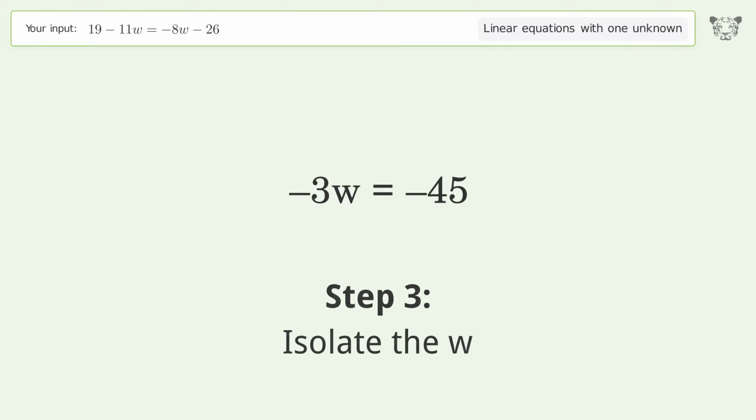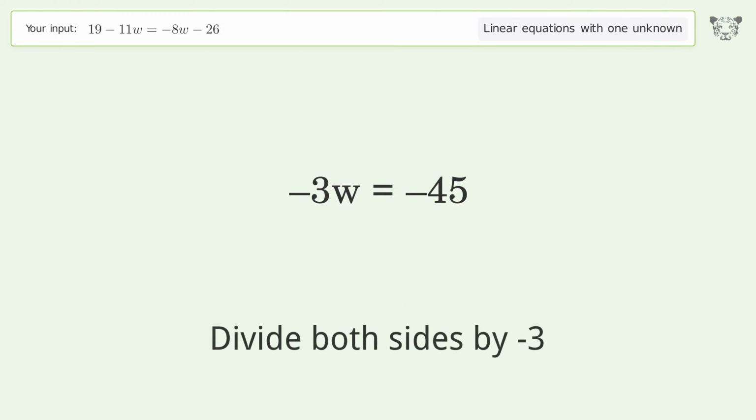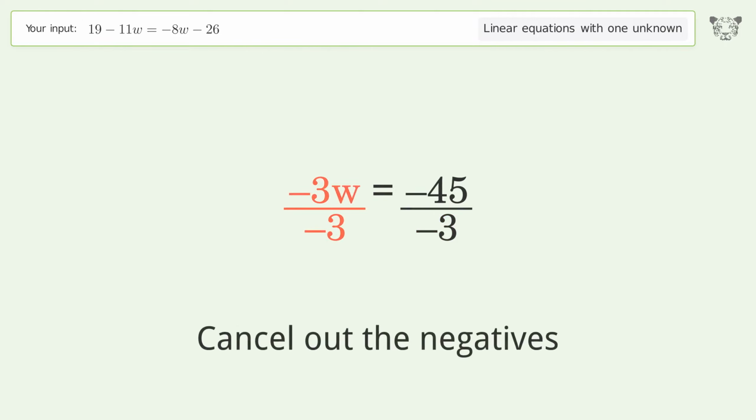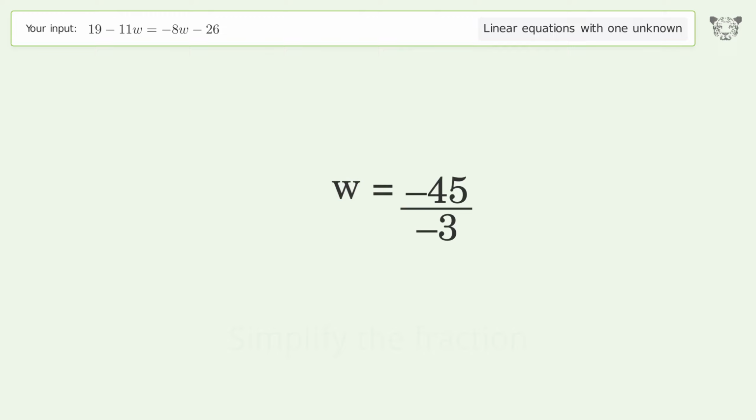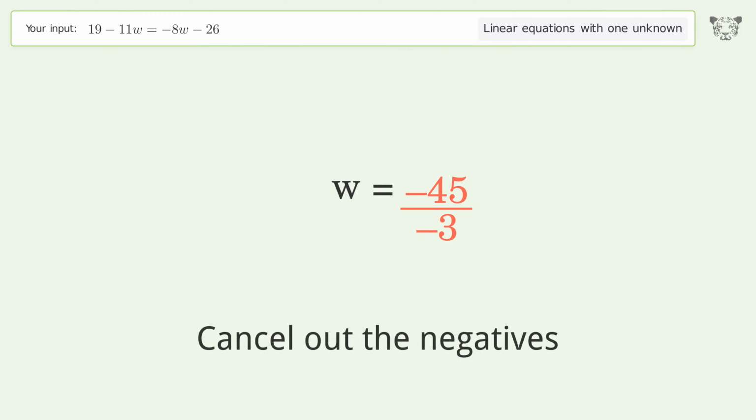Isolate the w. Divide both sides by -3. Cancel out the negatives. Simplify the fraction. Cancel out the negatives.